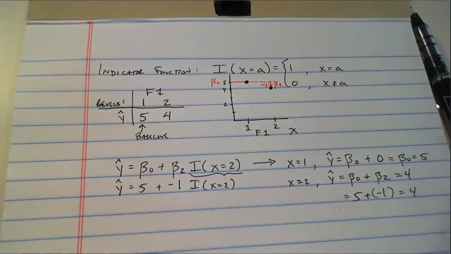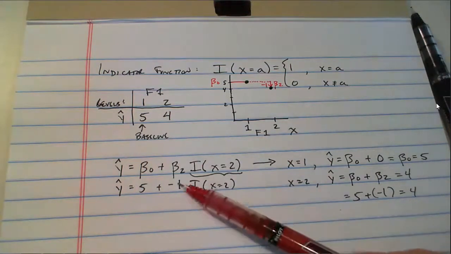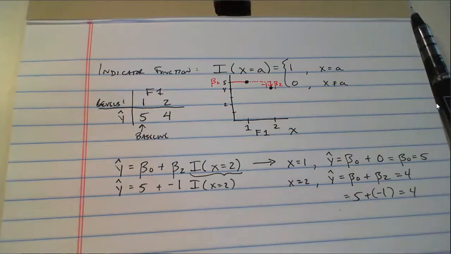So that's the basic idea. And the only thing that happens from here is that things become more complicated. So we'll still use these indicator functions to specify categories as offsets from the baseline group, and then we'll just write out model equations using those indicator functions.